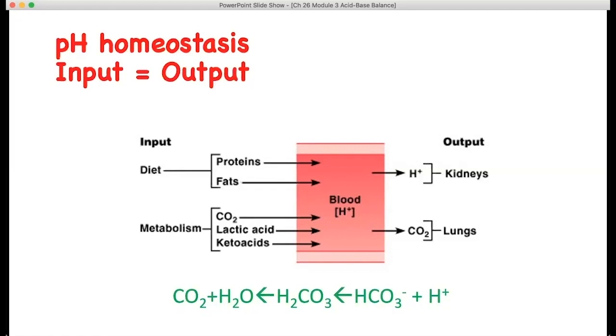The equation down at the bottom shows you the reaction moving to the left. Recall that if you decrease the amount of carbon dioxide by expiring it, it moves the equation to the left, and this helps get rid of the hydrogen ions by binding them to the bicarbonate ions, forming carbonic acid, which can then be converted back into carbon dioxide. This can be expired from the body.